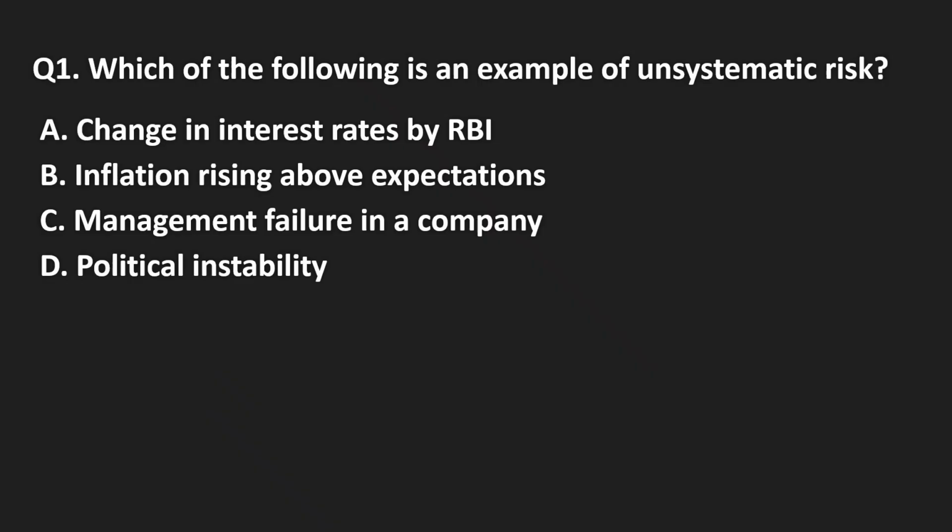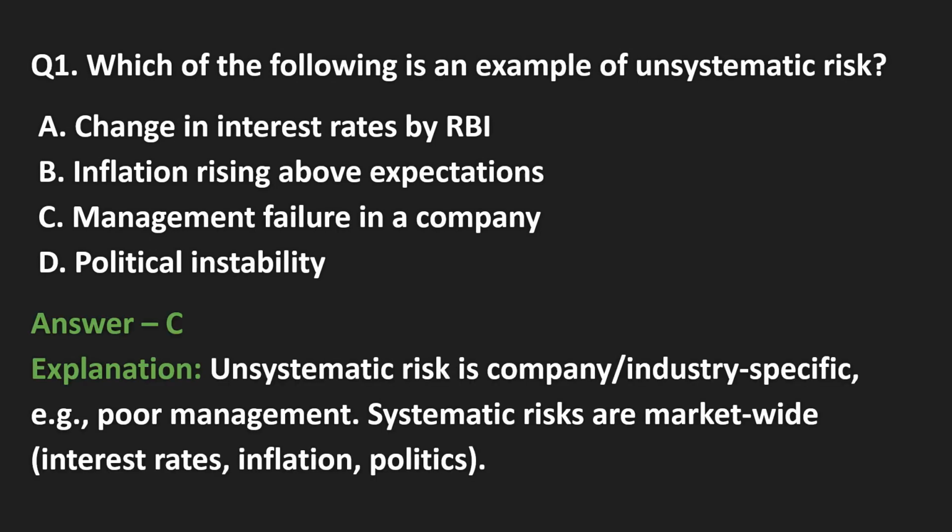First question, which of the following is an example of unsystematic risk? Option A, change in interest rates by RBI. Option B, inflation rising above expectations. Option C, management failure in a company. And option D, political instability. Correct answer is option C. Unsystematic risk is company or industry specific. Example, poor management. Systematic risks are market wide, like interest rates, inflation, or politics.